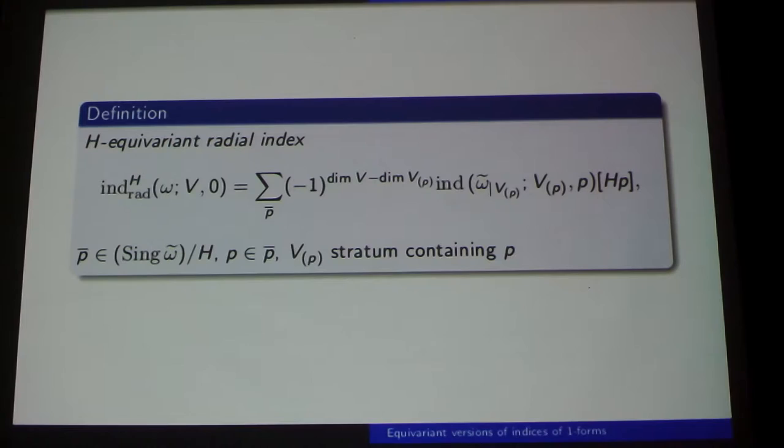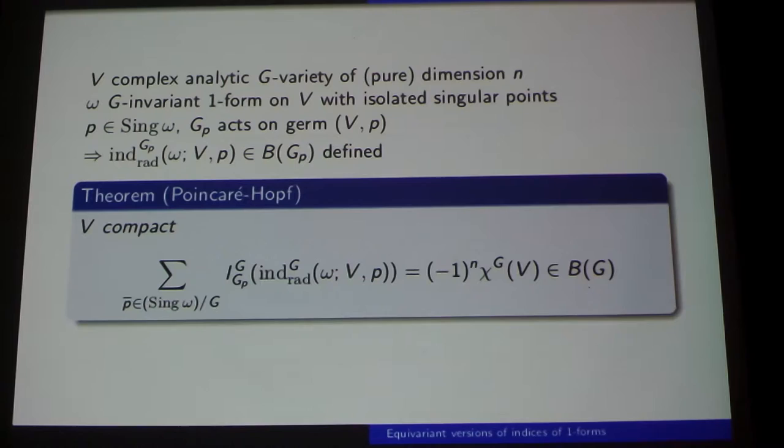So this was the local equivariant radial index, and now we consider the global situation. We consider a complex analytic G-variety of pure dimension n, and we consider a G-invariant one-form on V with isolated singular points. And so if P is such a singular point, then of course not the whole group acts on the germ Vp, but only the isotropy group. The isotropy group Gp acts on this germ.